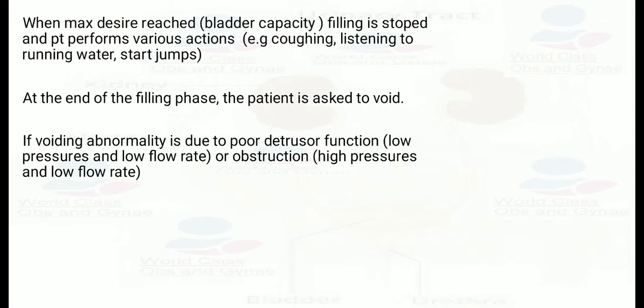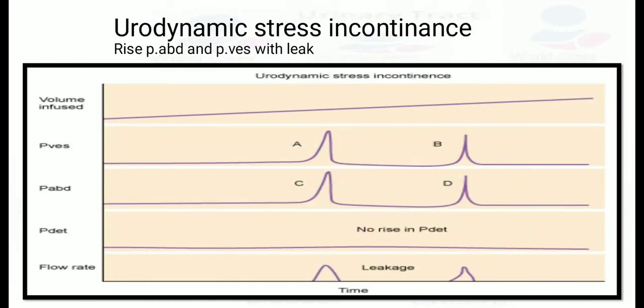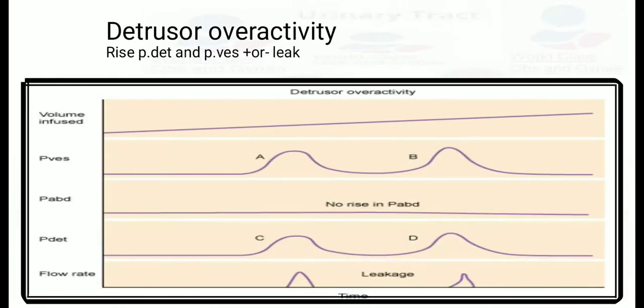When the maximum desire is reached, bladder capacity is reached and filling is stopped, and the patient performs various actions like coughing, listening to running water, star jumps. At the end of the filling phase, the patient is asked to void. If voiding abnormality is due to poor detrusor function, it shows low pressure and low flow rate, or obstruction, high pressure, high flow rates. That is urodynamic stress incontinence. Detrusor overactivity is shown here.